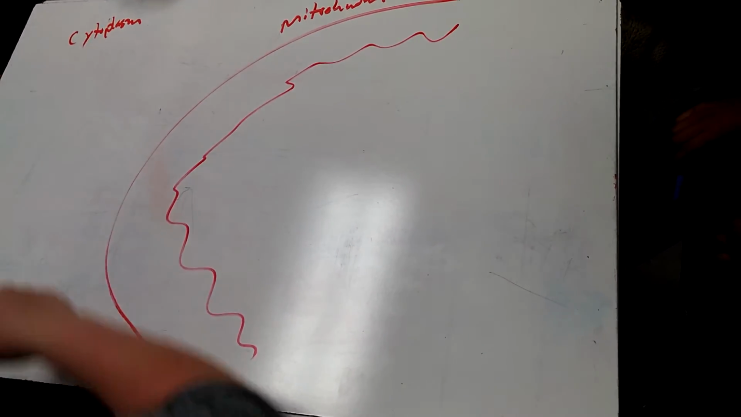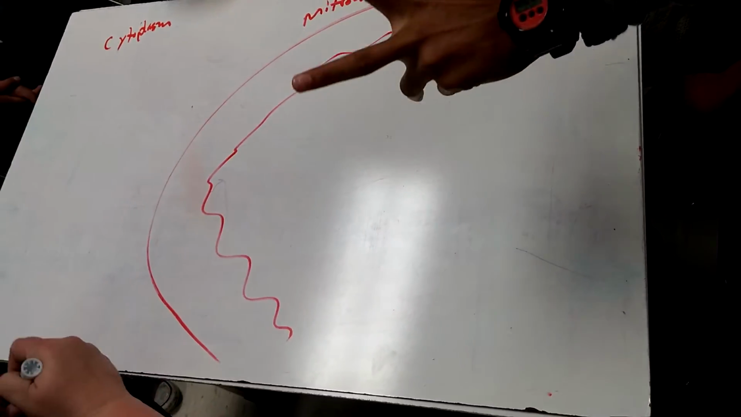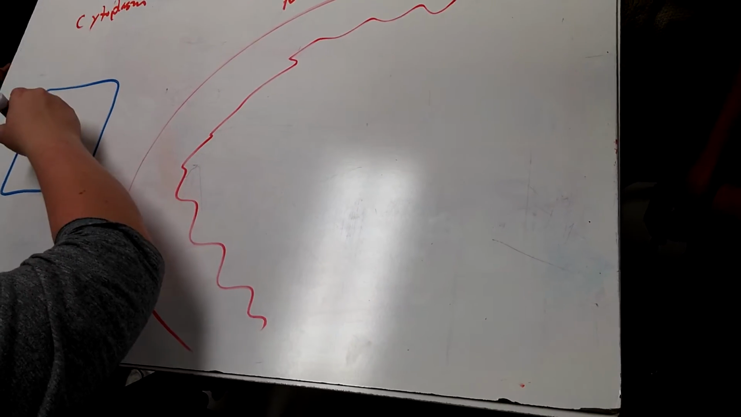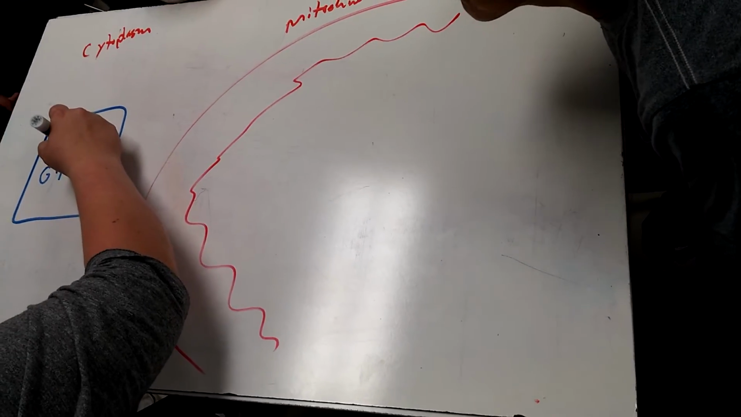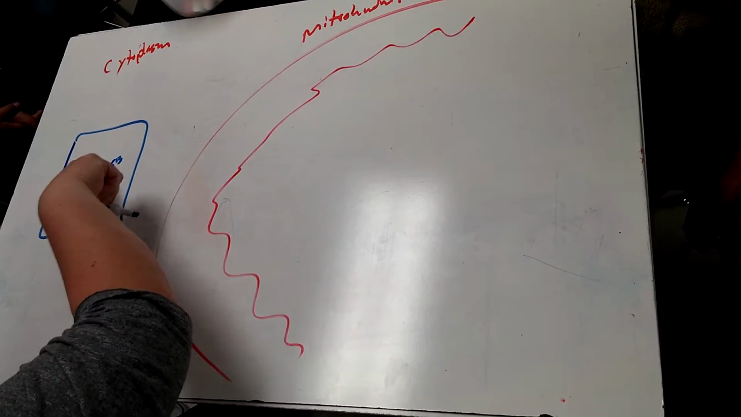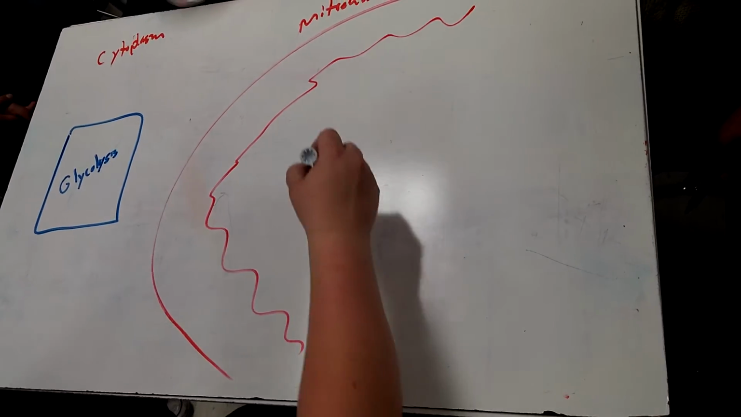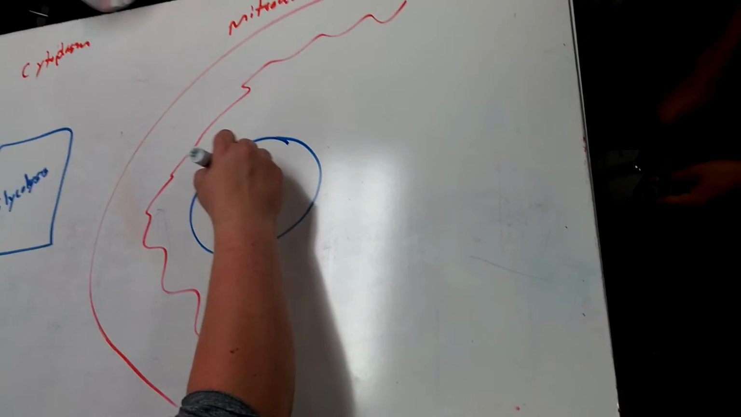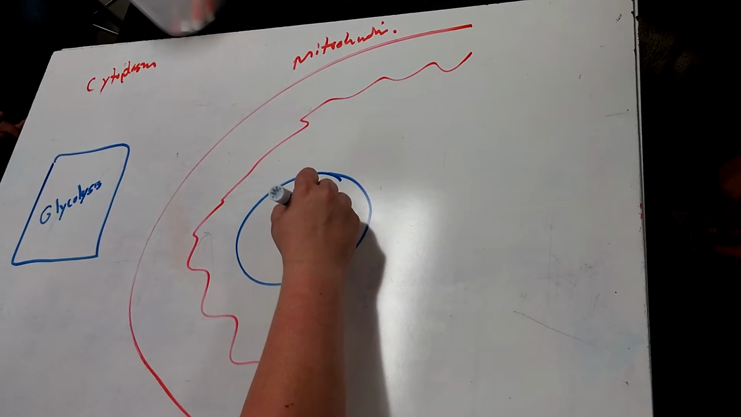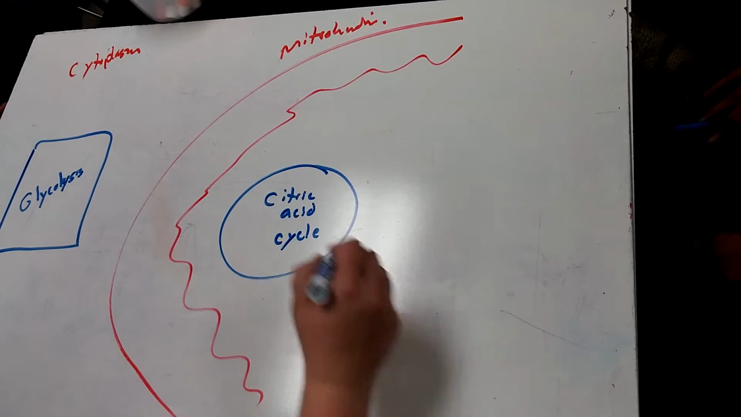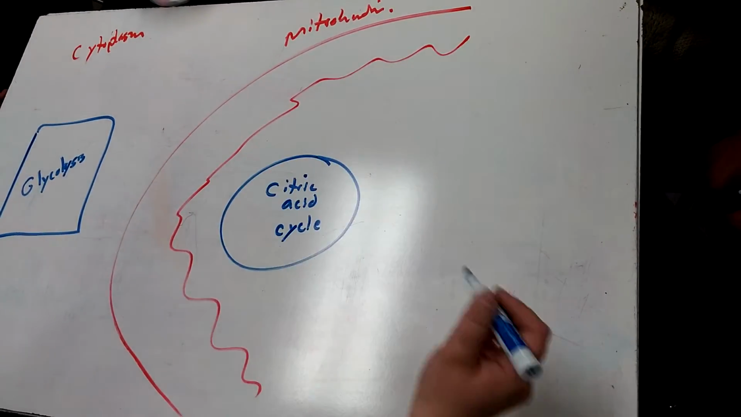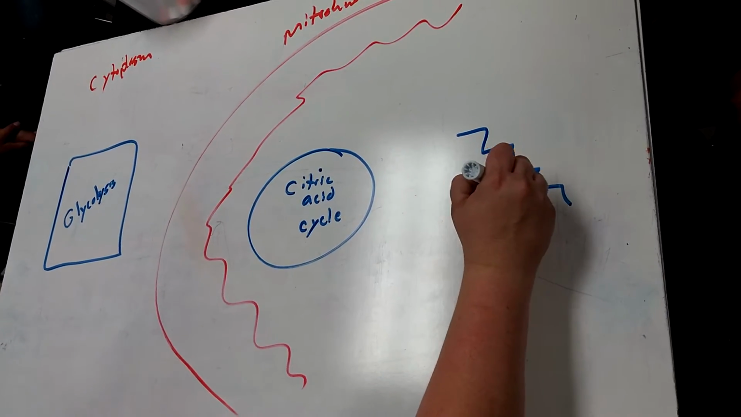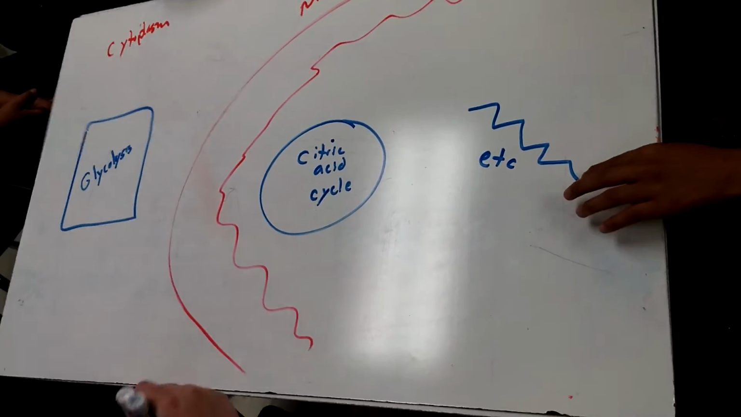Okay? And there's three parts to this. Three parts to this. First part is called glycolysis. Okay, glucose break apart. Lysis means break apart. Then inside the mitochondria we have the citric acid cycle. It used to be called the Krebs cycle, but now it's citric acid cycle. And then the electron transport chain, ETC. So those are our three main parts.